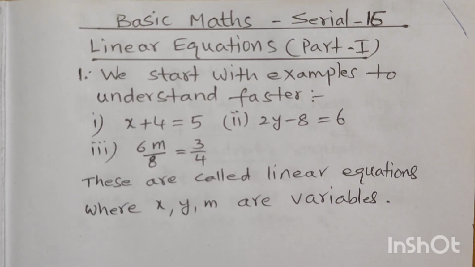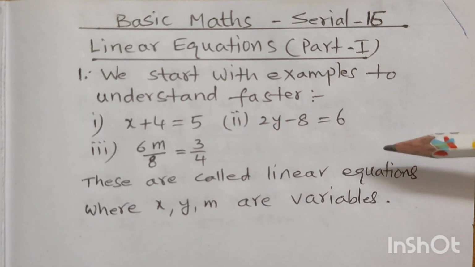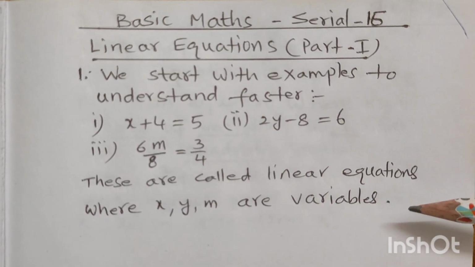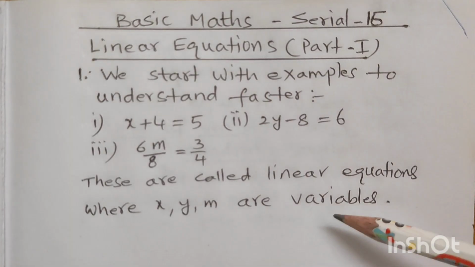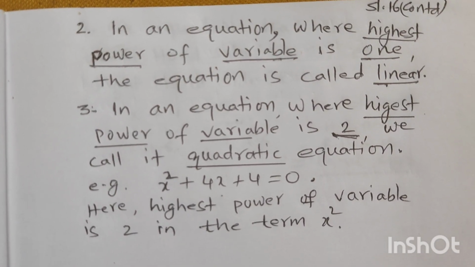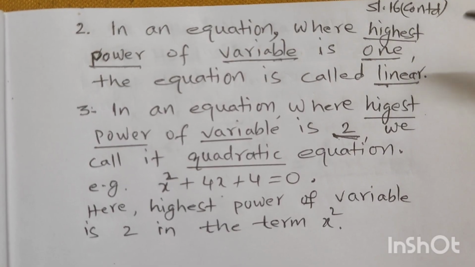This is about linear equations. We start with examples to understand faster. 3 examples have been given of linear equations. In these linear equations, x, y and m are called variables. In an equation where the highest power of the variable is 1, the equation is called linear.